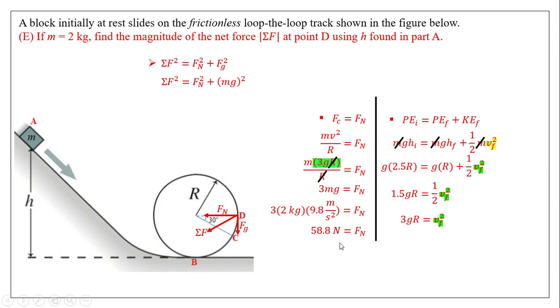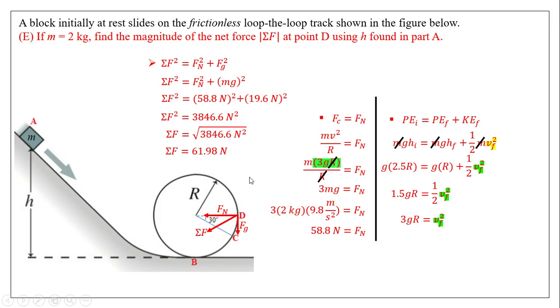Now that I know that, I can just plug it into the Pythagorean theorem. F_n itself is 58.8, and don't forget to square that. Then m being 2 and g being 9.8, 2 times 9.8 is 19.6, and I'm going to square that. So really I'm just doing the Pythagorean theorem at this point. If you do it correctly, on the right side, once you square everything and add them, you should get 3,846.6, and then take the square root of that. Your final net force will have a magnitude of 61.98 newtons, and that's the answer to part E.